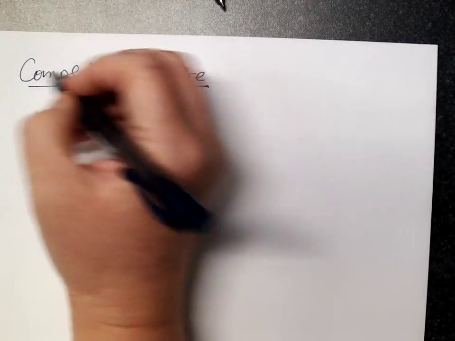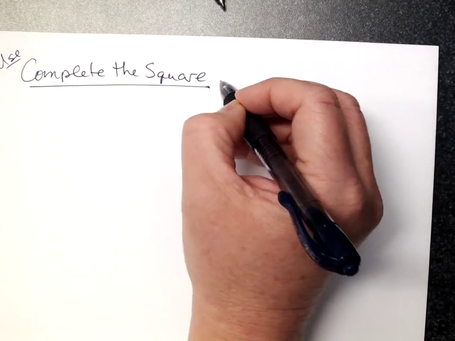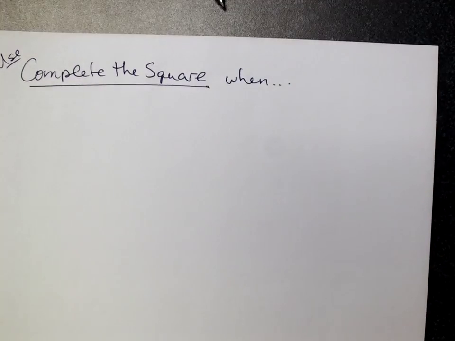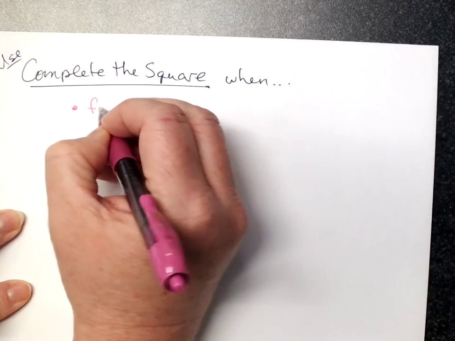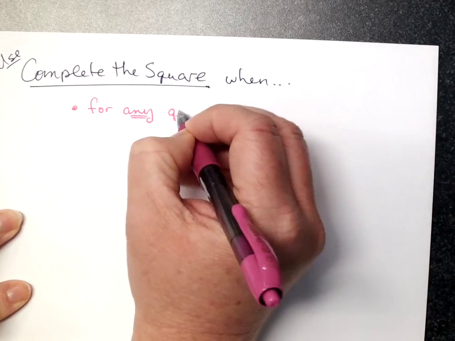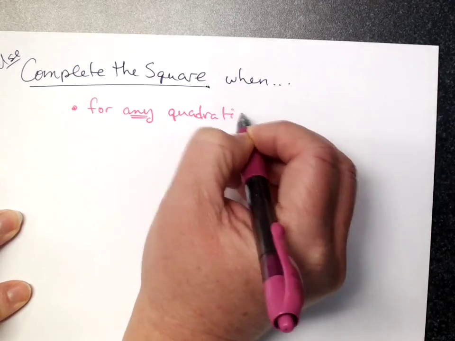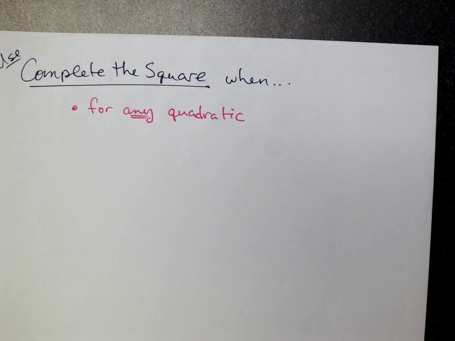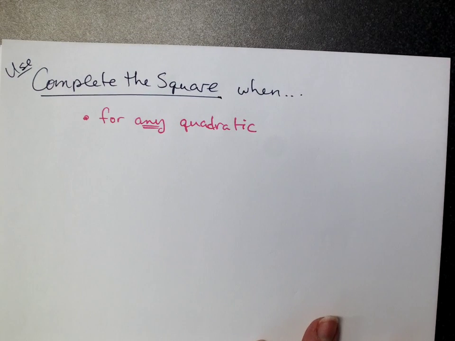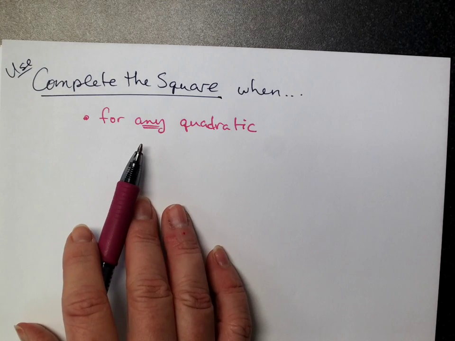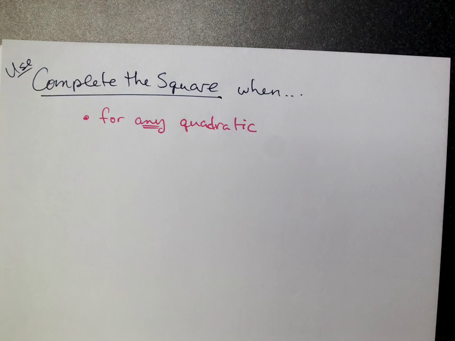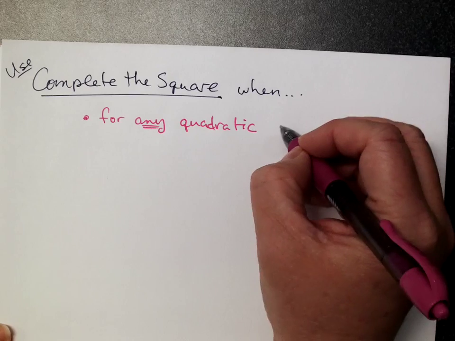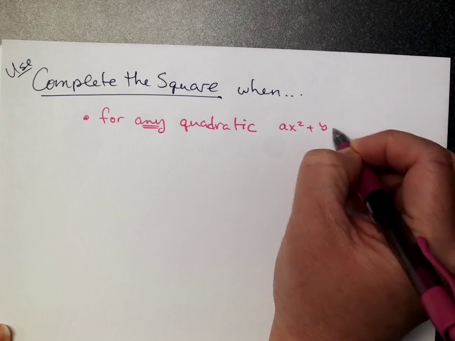So use this when, okay? Well, here's the thing. You can use it for any quadratic. This is the third method. So you can use completing the square for any quadratic. But that doesn't mean it's always the best method to use. Okay? It'll work for anything. It'll work for any quadratic, ax squared plus bx plus c.